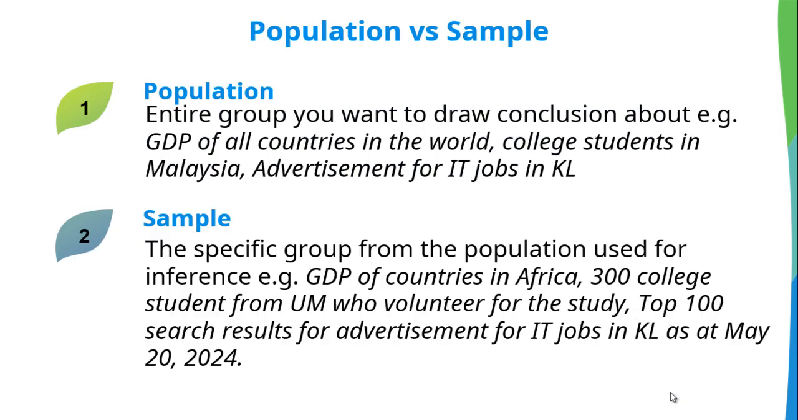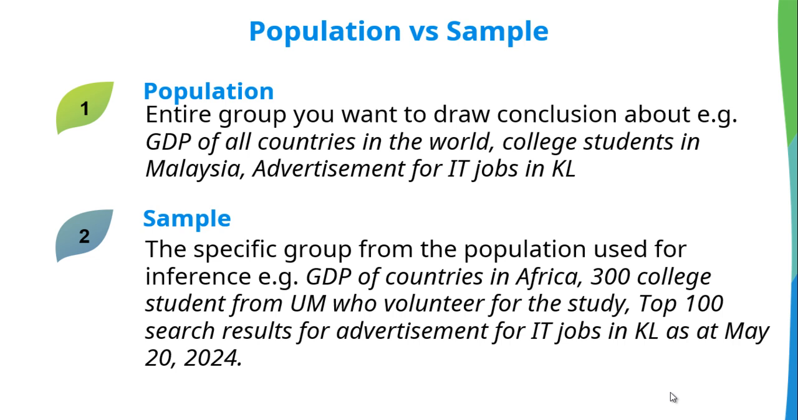We are going to gradually look at what is called population and sample. In statistical analysis, a population is an entire group that you want to draw conclusions about. For example, the GDP of all countries in the world. Let's say you want to know the income of all countries. This is not possible actually. You cannot know the income of all the countries. You cannot test or research on that, but you can take a sample.